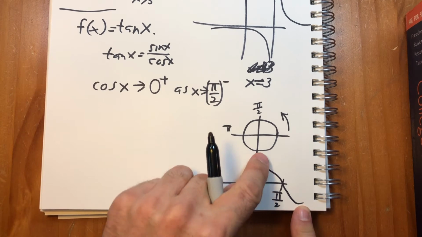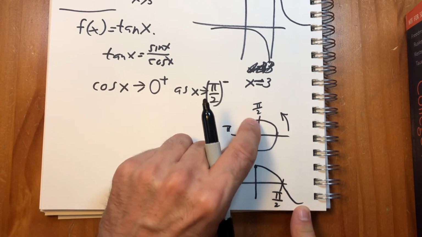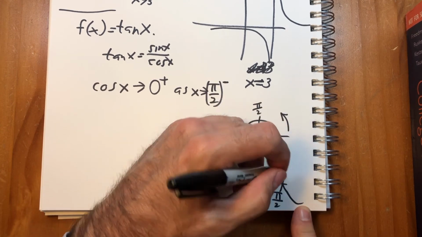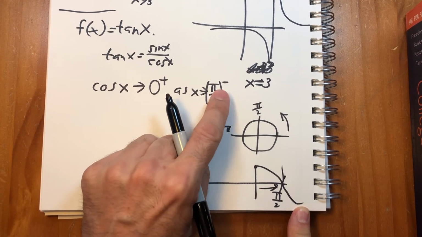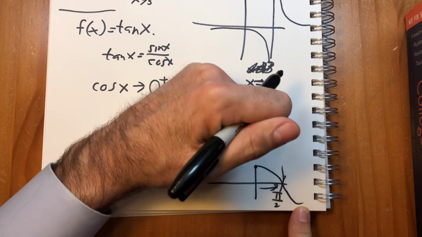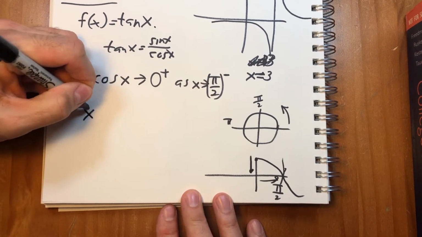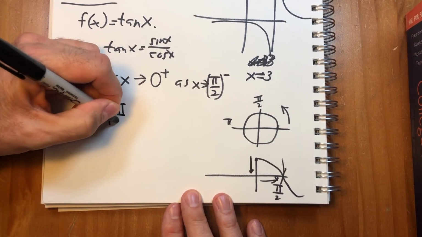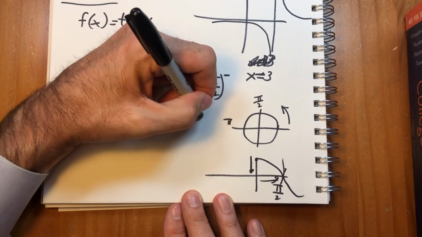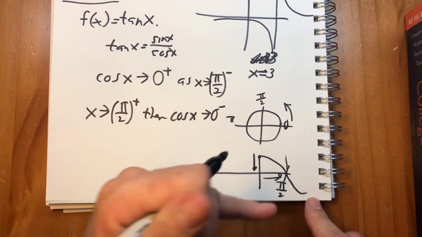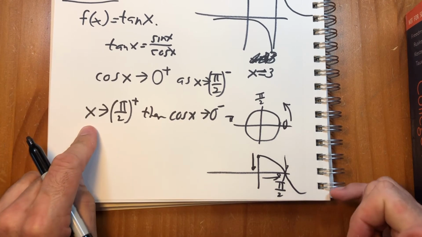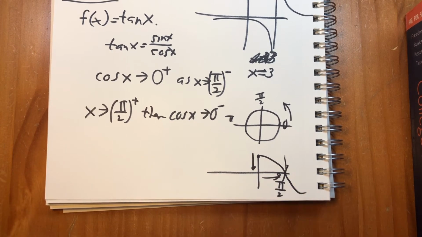As that's happening, then cosine is getting smaller. It's going from 1 down to 0. So as x is going this way, cosine is going down toward 0. So as x approaches pi over 2 from the left, then cosine is approaching 0 from the right. But then as x approaches pi over 2 from the right, then cosine x approaches 0 from the left. This is the graph to look at. If it's approaching from the right, then it's already negative and getting closer, okay?